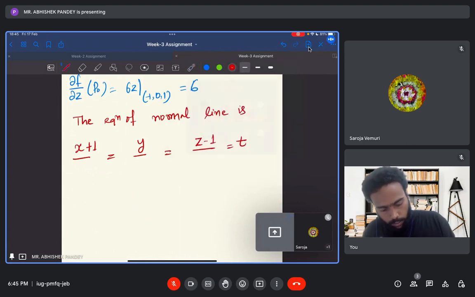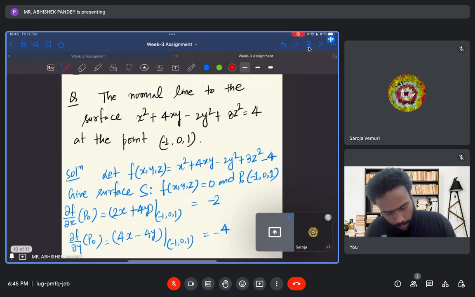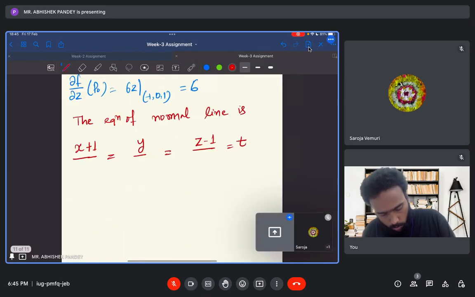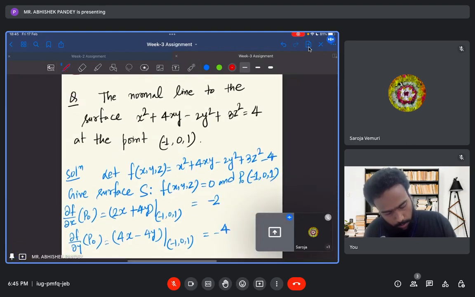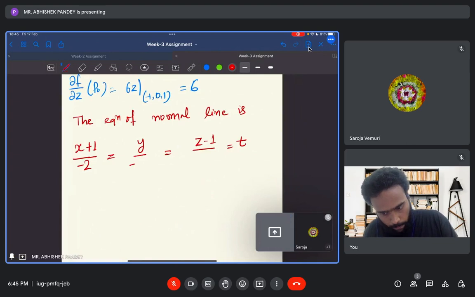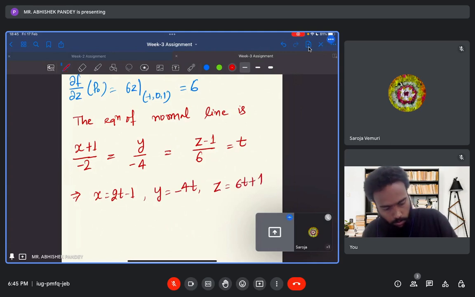Okay, so we will get (x plus 1) upon, so del f by del x at p naught is -2, so -2, del f by del y at p naught is -4. Okay, and del f by del z is 6, so you will get x equals 2t minus 1, y equals -4t, and z equals 6t plus 1. This is your equation.